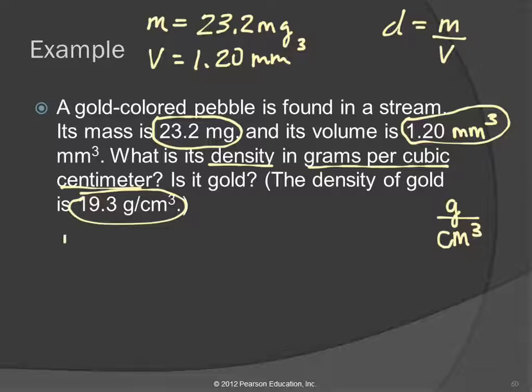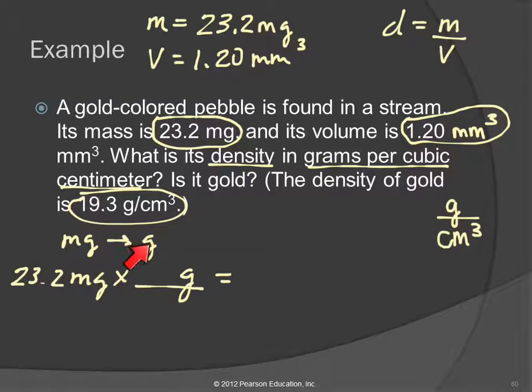For the mass, we have milligrams and we need grams. Those are both metric units, and we have one prefix, so that's a one-step process. So 23.2 milligrams times a conversion factor, and what goes on top is the grams, because our path is milligrams to grams. So on the top line here, milligrams to grams. Then milligrams goes in the bottom so that the milligrams will cancel out, and that's how we change the units.